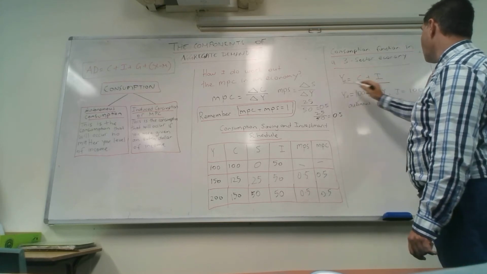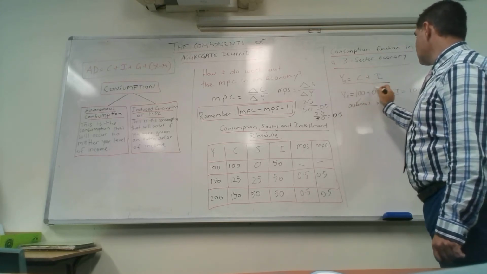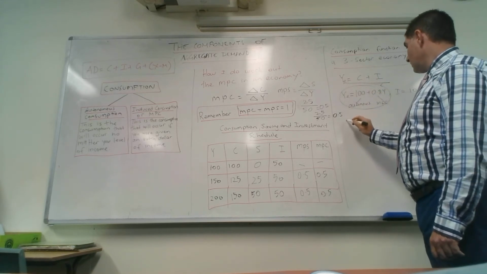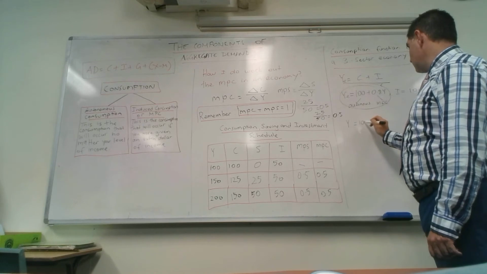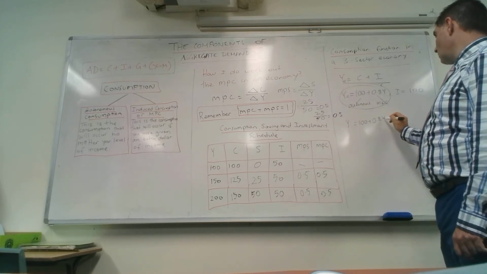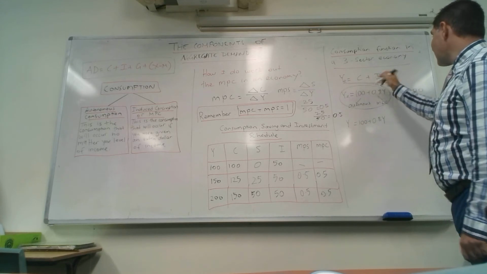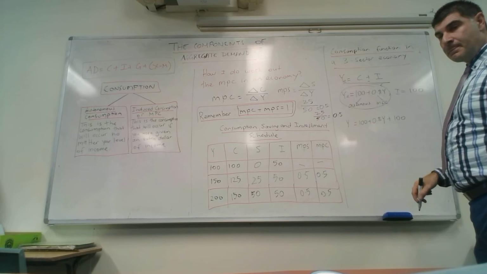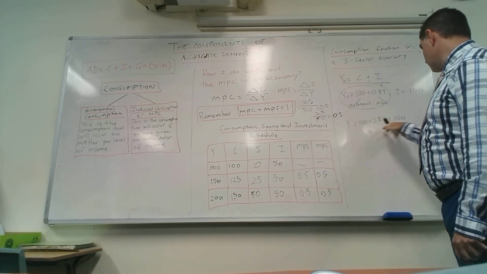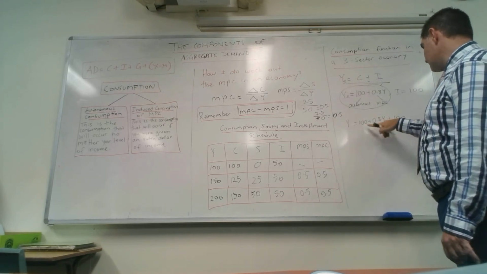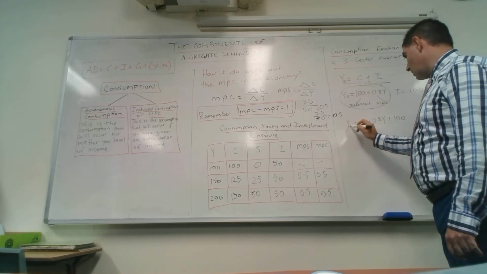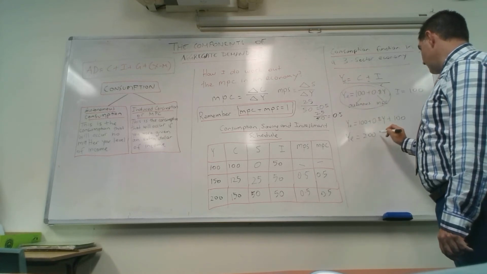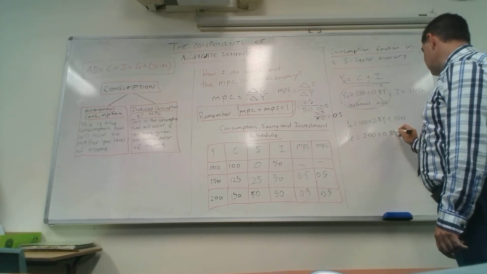Remember, focus on y equals C plus I. So we go y equals 100 plus 0.8y plus the investment. Now, we obviously have to add the numbers here, the 100 and the 100. So we're going to go Ye, income at equilibrium, equals 200 plus 0.8y.